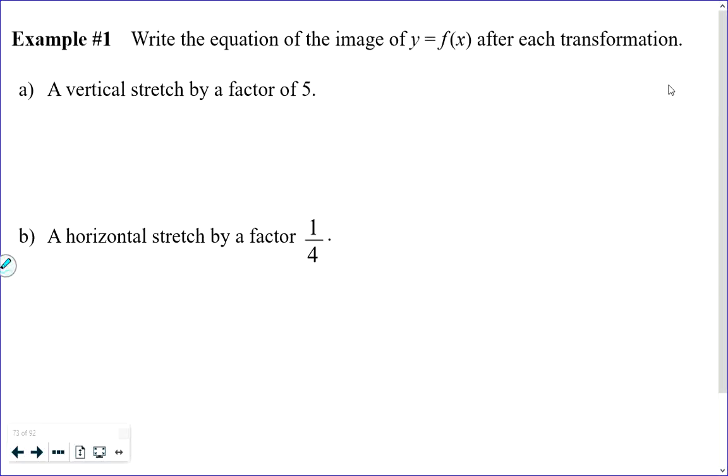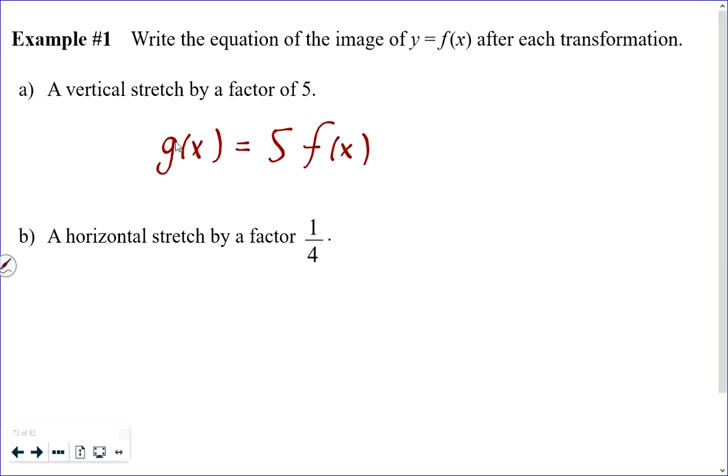So examples. If I give you a function, y equals f of x, and I say, what's the equation of the new function if I stretch that vertically by a factor of 5? It's going to be 5f of x. Again, this is not an exam question. Just kind of rapid fire, getting used to what's going on.